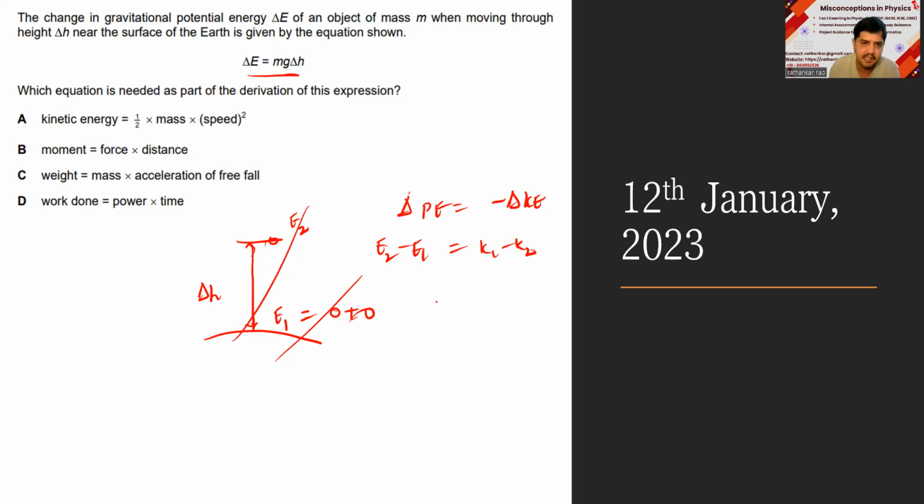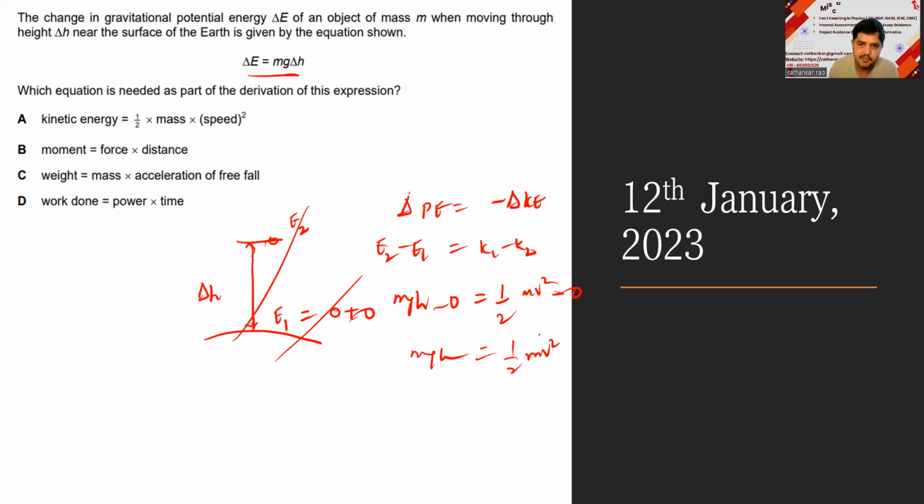Kinetic energy 1 minus kinetic energy 2. What is E2? mgh. What is E1? 0. Should be equal to, what is K1? At this point, it had some kinetic energy, otherwise you would not throw it, right? So half mv square. What is K2? It came to rest over here, so 0. So therefore, this should be equal to half mv square.